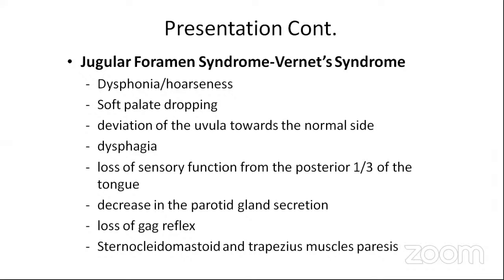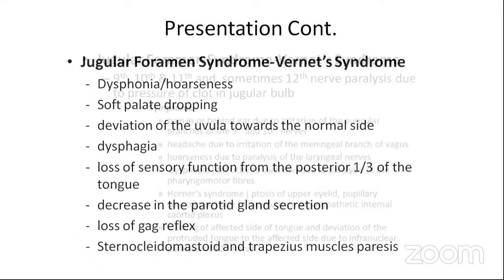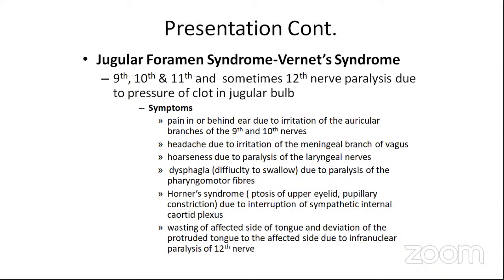Loss of sensory functions from the posterior one-third of the tongue is because of the glossopharyngeal nerve involvement. Decrease in the parotid gland secretion is because of glossopharyngeal nerve. Loss of gag reflex is because of 10th nerve involvement. And sternocleidomastoid and trapezius muscle paralysis is because of the 11th nerve involvement. That is jugular foramen syndrome. So 9th, 10th, and 11th cranial nerves are involved, sometimes 12th also because of the clot in the jugular bulb.